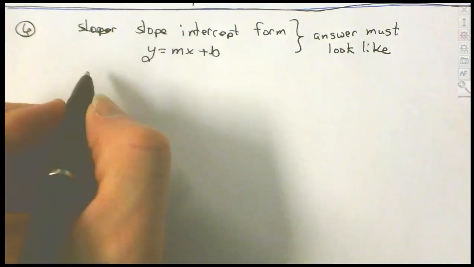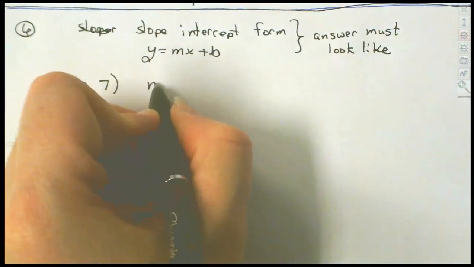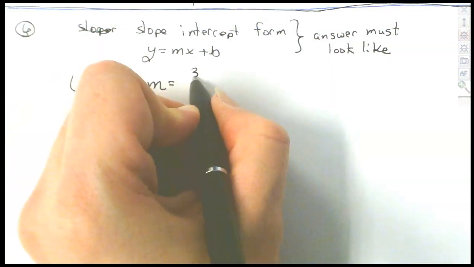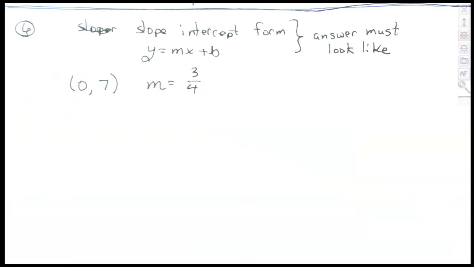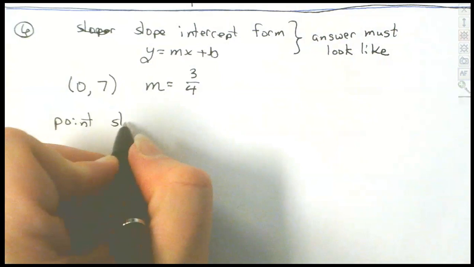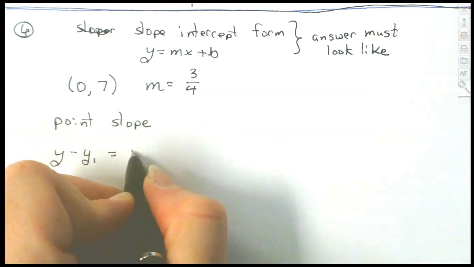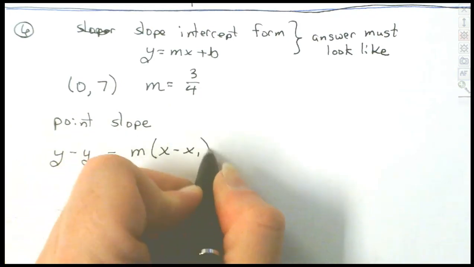So let's see what we've got. Okay, we've got that 0, 7 for our point. And we have a slope of 3/4. So what do we have? We have a point and we have a slope, right? Okay, so what formula are we going to use? We're going to use the point slope formula because it has the word point and slope in it, and that's what we've got. And that's y minus y1 equals m times x minus x1.